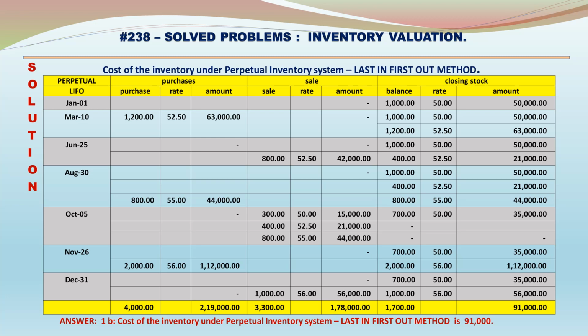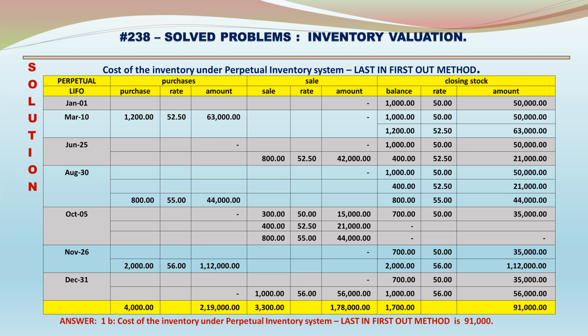November 26, there is a purchase of 2,000 units at 56 amounting to 112,000. Now the closing stock is 700 units at 50, 35,000, and 2,000 units from this purchase at the rate 56 per unit, 112,000. December 31, there is a sale of 1,000 units at the rate 56, last purchase, amounting to 56,000. Now the closing stock is 700 units at 50, 35,000, and 1,000 units at 56,000.